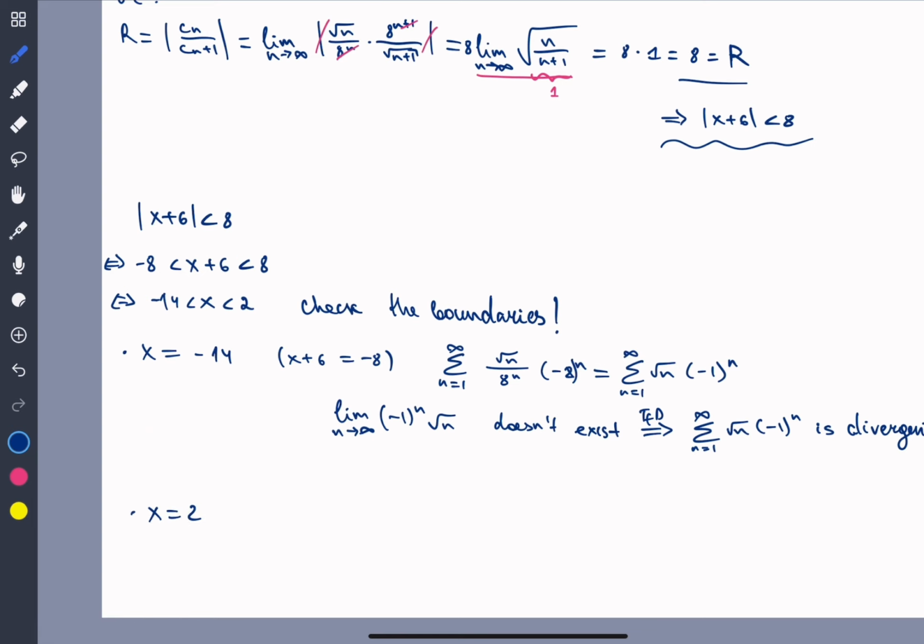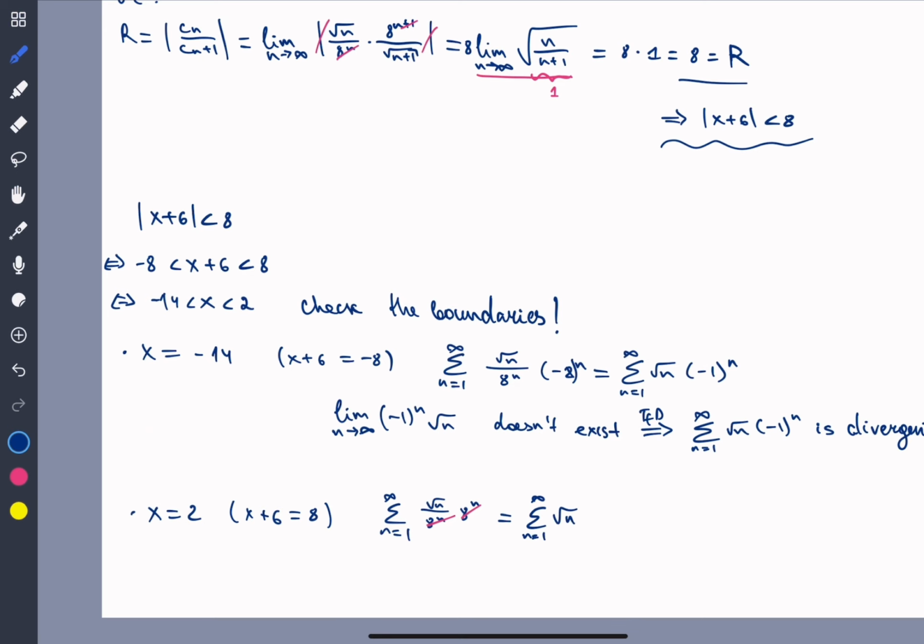Now let's check the point at x being equal to 2. We have x plus 6 equal to 8, which means our series is the sum from n equals 1 to infinity of square root of n over 8 to the power of n times 8 to the power of n, which is equal to, we just cancel it out, the sum from 1 to infinity of square root of n.